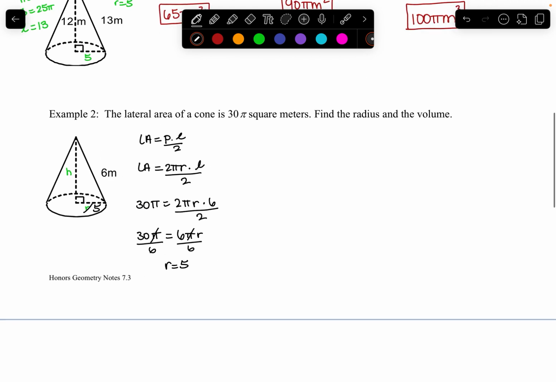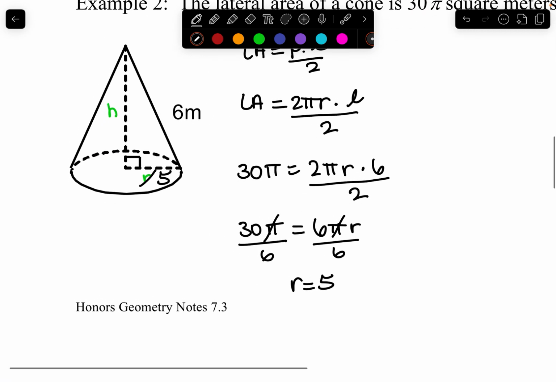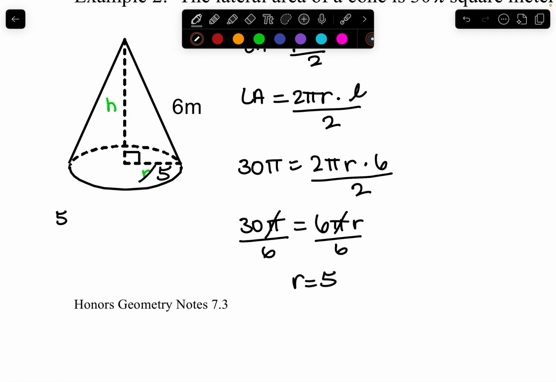So now that I know what my radius is, I need to find the volume. And volume is going to require me to have the height, the vertical height of my cone. So I'm going to go ahead and actually do 5 squared plus h squared equals 6 squared. So 6 squared minus 5 squared is 11. Ew. 11? Shh, buddy. I'm square rooting both sides, so h is going to equal the square root of 11.